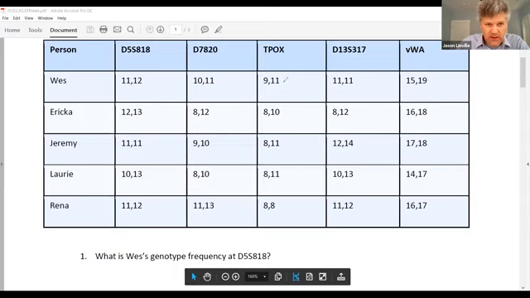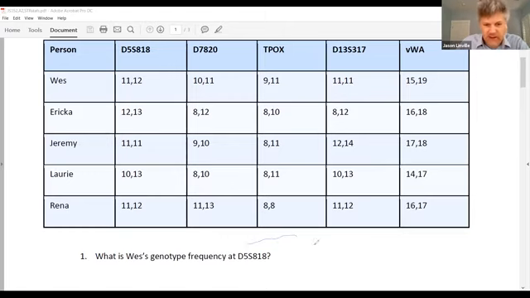I know you guys can't see what I'm doing here. Is that going to be the squiggly line? There we go. Okay, so down here, I'm going to write down Wes's genotype is 11 and 12. You guys can't do this unless you have it in front of you, so this is going to be really sloppy. Everybody remember, write it down on a piece of paper in front of you, 11 and 12, so we don't forget, at D5S818.